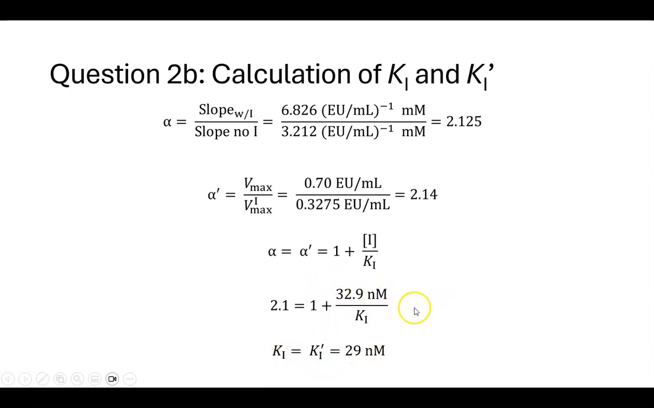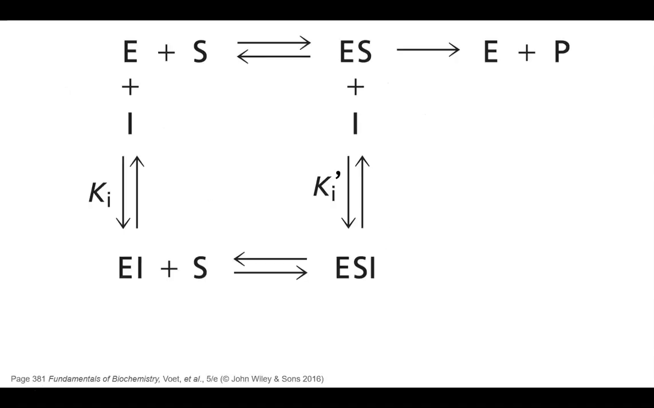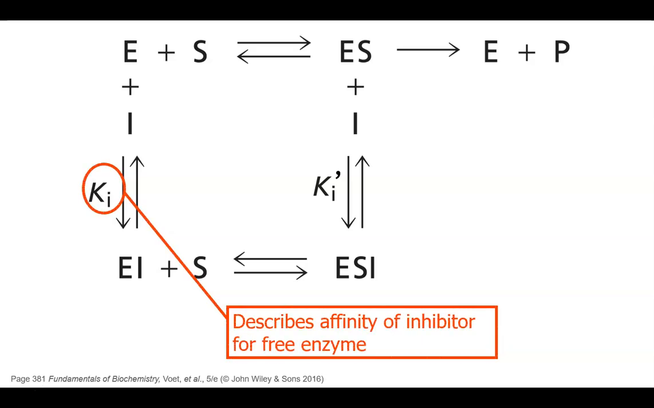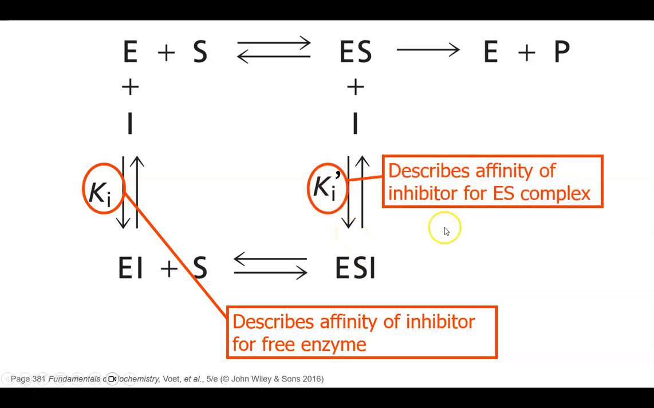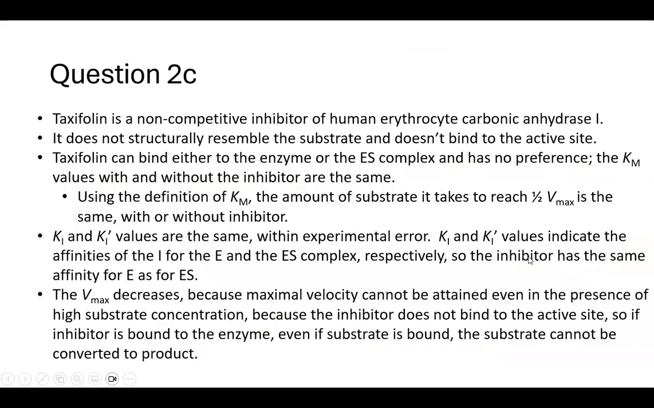And if I put in the concentration of the inhibitor provided to me by the authors, I get a Ki equals Ki prime of 29 nanomolar. So again, what I want these values for is that, remember, Ki describes the affinity of the inhibitor for the free enzyme. So the inhibitor can bind to the enzyme. And after that, the substrate can bind if this is a non-competitive inhibitor, because the way we've described non-competitive inhibitors is they bind somewhere else, not at the active site. Ki prime is going to describe the affinity of the inhibitor for the enzyme substrate complex. But since they're the same, that means that the affinity of the inhibitor for the enzyme and the affinity of the inhibitor for the enzyme substrate complex are the same.